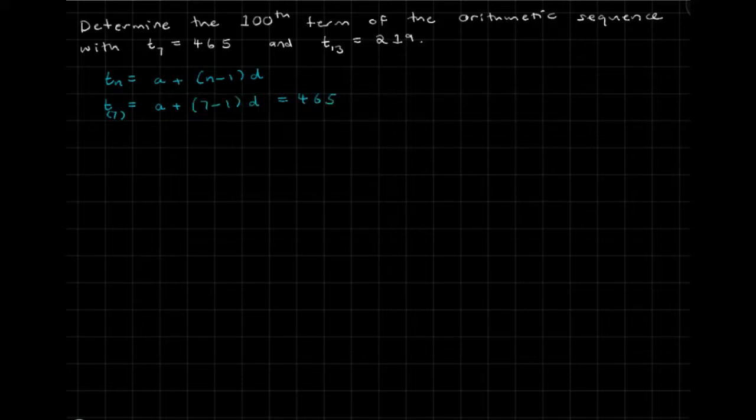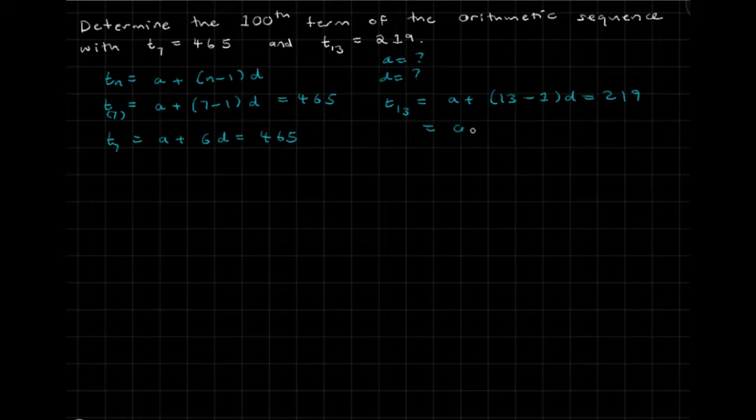We don't have information regarding the a and d values, but we just know the term number for the time being. If you simplify this, T7 is equal to a plus 6d is equal to 465. We also know that T13 is 219, and if you plug this into the general equation, you get a plus 13 minus 1 d is equal to 219. Simplifying, you get a plus 12d is equal to 219.